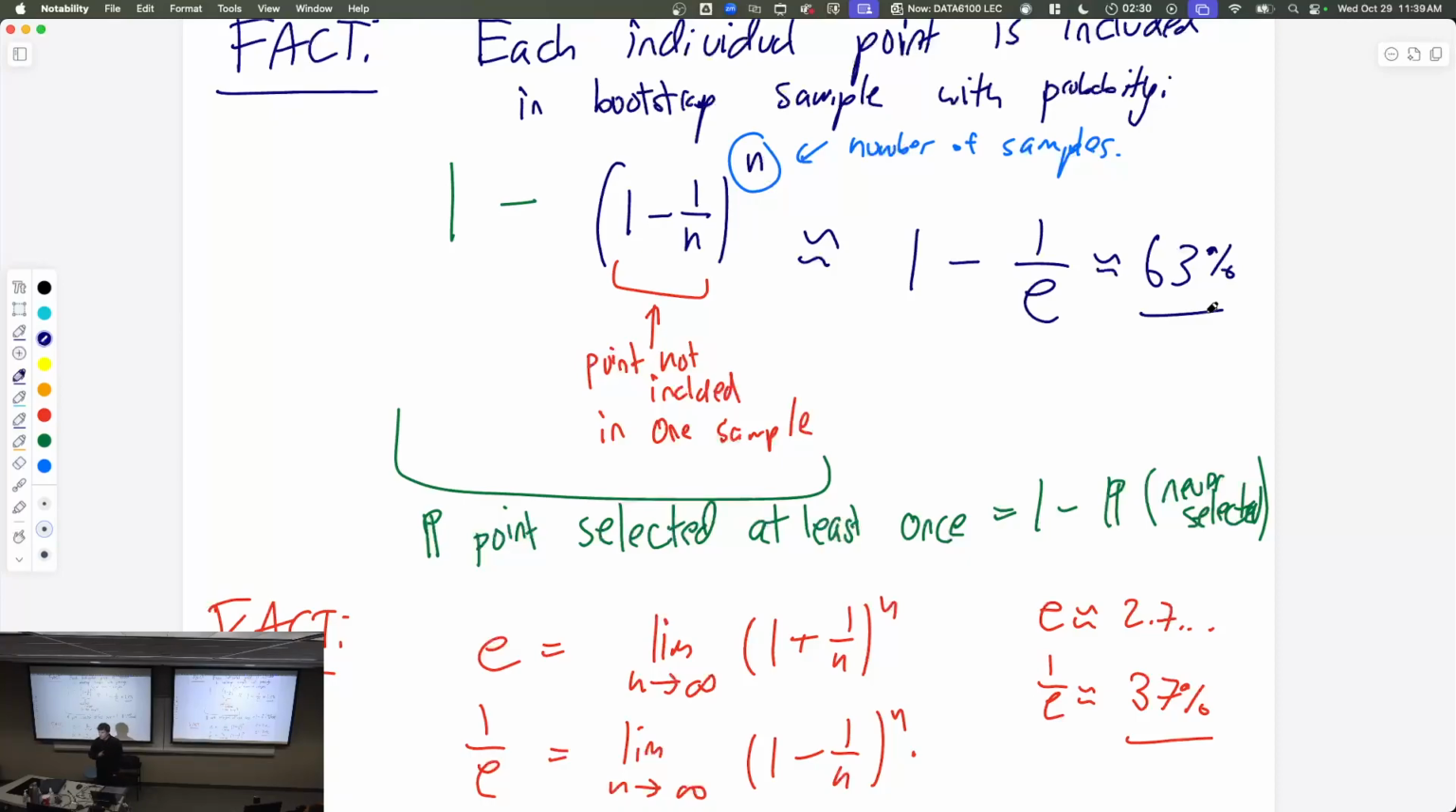Any questions or comments here about what's going on? What these things represent or why anything is the way it is?